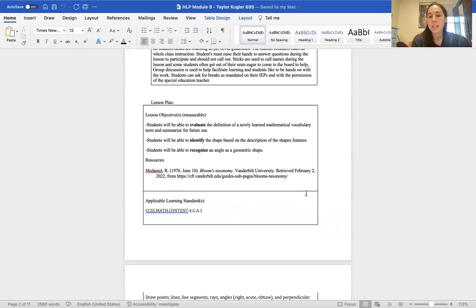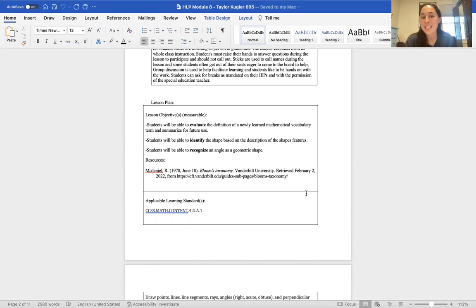So the lesson objectives for today, again, it's that math lesson. Students are going to be able to evaluate the definition of a newly learned mathematical term. There's going to be a couple, so it's going to be that line, the ray, you'll see as we go down. Students will be able to identify the shape based on the description of the features. So if it's a square, are you looking at line segments or line points, things along those lines?